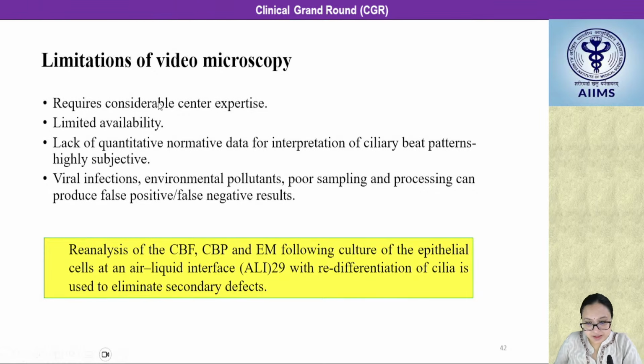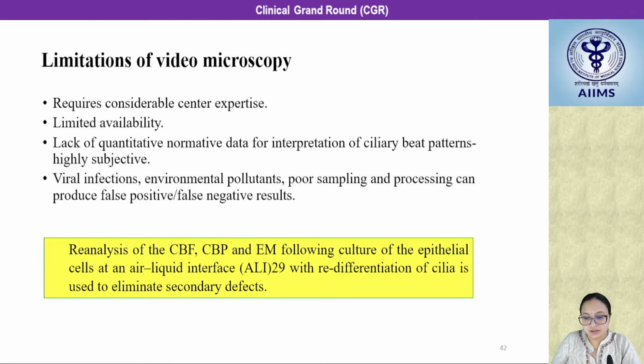HSVM has its own limitations because it requires considerable center expertise and it's not available everywhere. There is a lack of qualitative normative data for interpretation of the ciliary beat patterns, and it's highly subjective. Even in our reporting by 3 people, the agreement may not be 100%. That is why we have taken it that if 2 people's reading of the same HSVM is normal, that would be the final diagnosis.